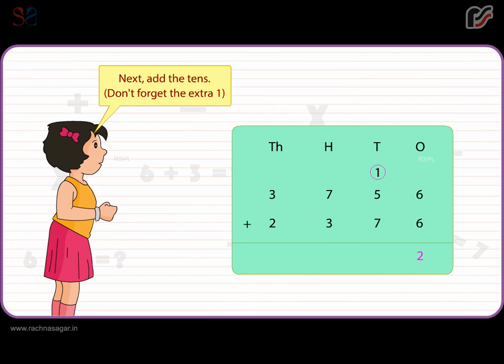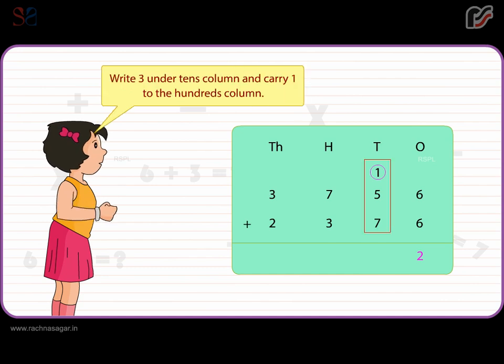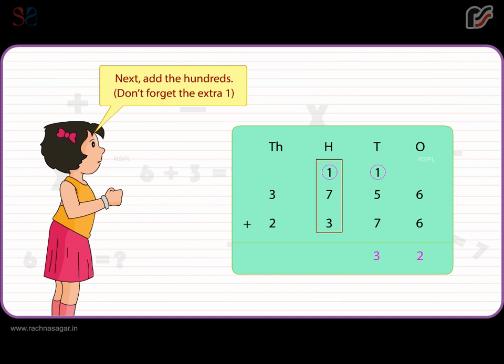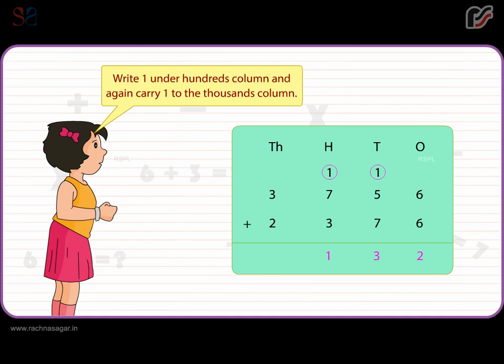Next, add the tens. Don't forget the extra 1. 1 plus 5 plus 7 is equal to 13 tens. Write 3 under tens column and carry 1 to the hundreds column. Next, add the hundreds. Don't forget the extra 1. 1 plus 7 plus 3 is equal to 11 hundreds. Write 1 under hundreds column and again carry 1 to the thousands column.